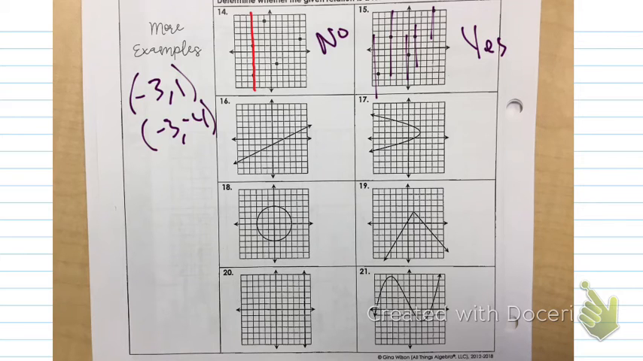So number 16, I'm going to go to Ace. 16, give me a yes or no for a function and then why. I think it is a function because you can't put a line anywhere that goes over. I can't get a vertical line to go through it twice, can I? All right, Owen, what about 17?